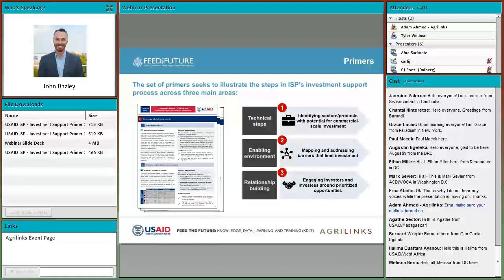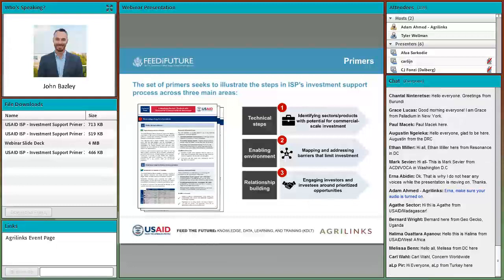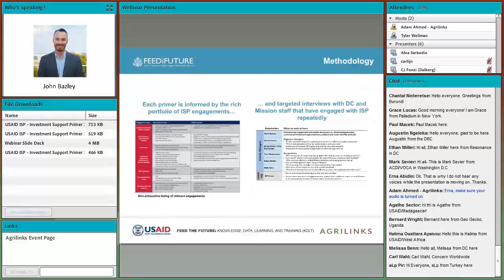The third one is around relationship building, around engaging investors and investees around these prioritized opportunities. The objectives are to give guidance on how USAID missions can appraise the private sector stakeholder ecosystem and how to approach and pitch opportunities to like-minded private sector organizations.